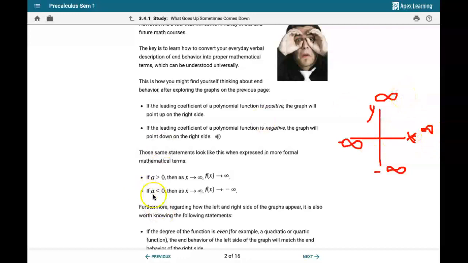Next one, if a is less than 0, so if you've got a negative value, then as x goes positive, so as we go this way, f of x, which is our output or our y value, is going to go in the negative direction. So that would mean as we go more this way, we're going to go more downwards.